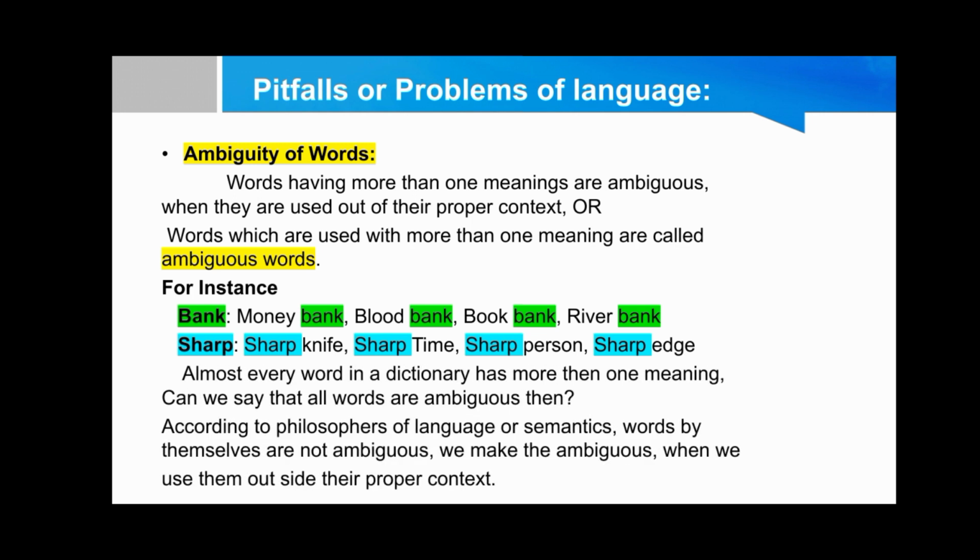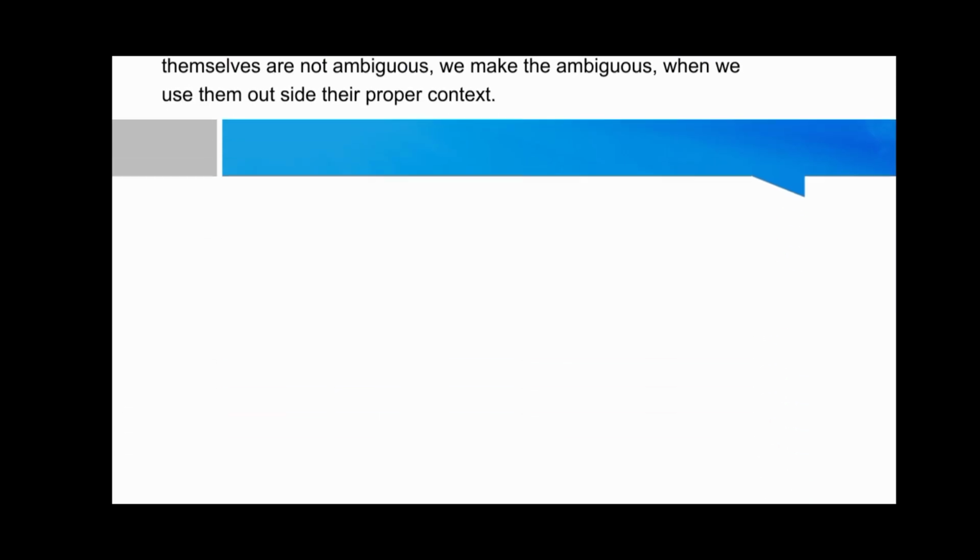Almost every word in a dictionary has more than one meaning. So can we say that all words are ambiguous then? The answer is that according to philosophers of language or semantics, words by themselves are not ambiguous. We make them ambiguous when we use them outside their proper context.